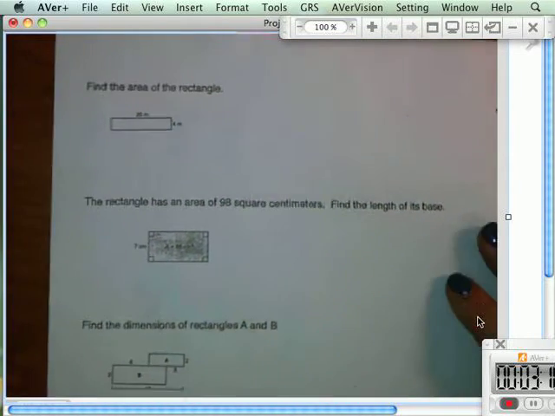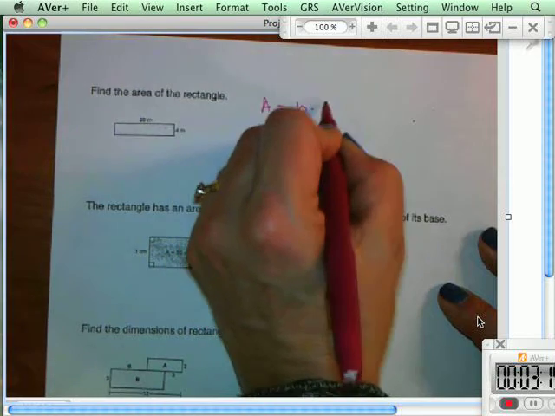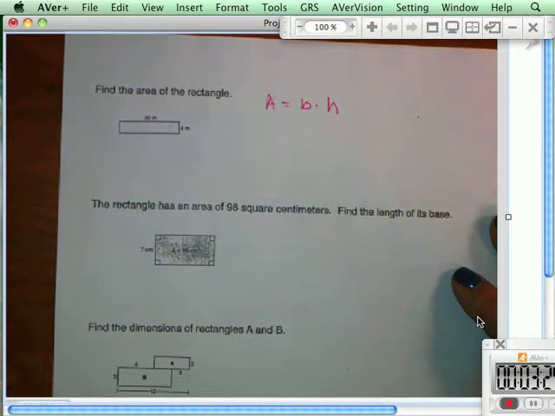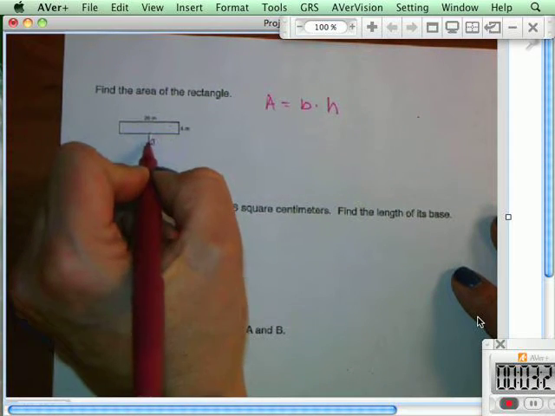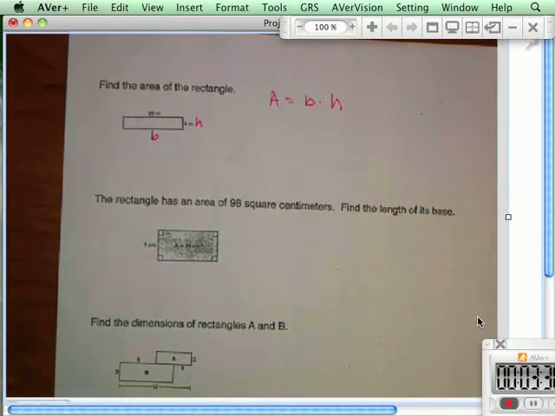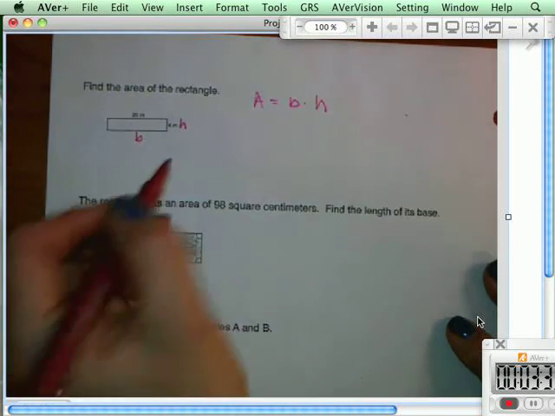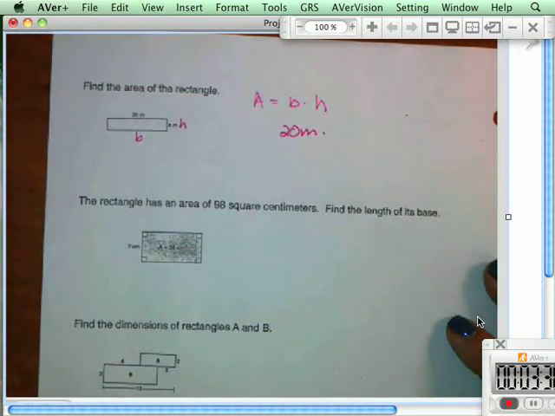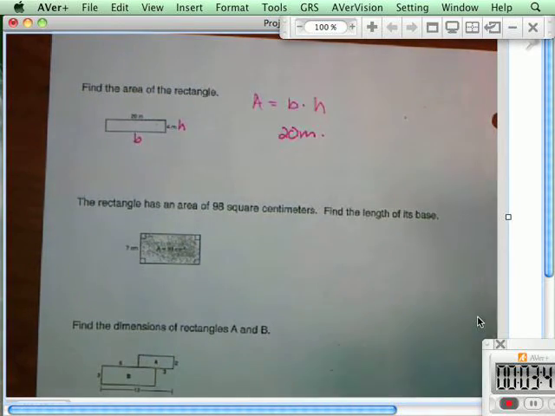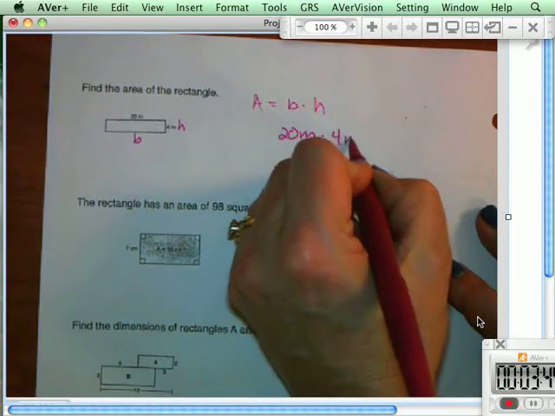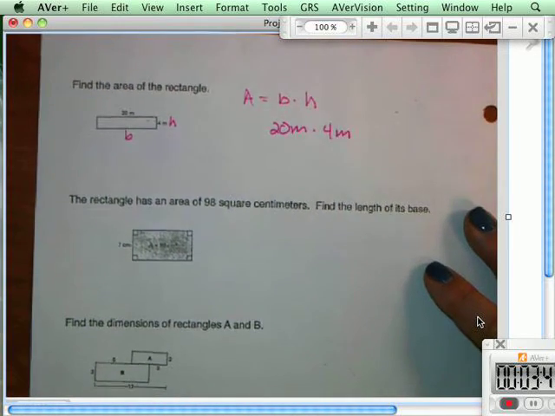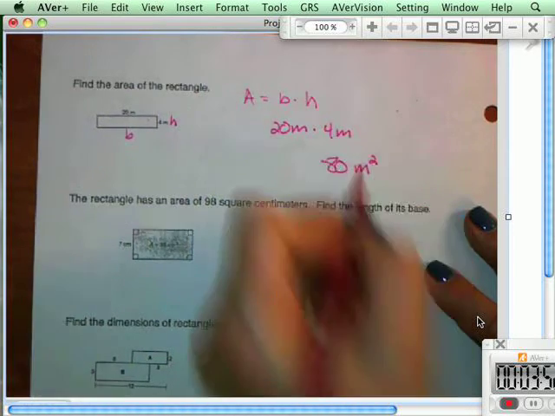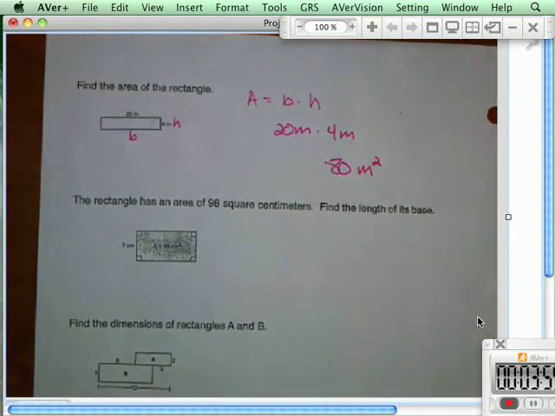Find the area of the rectangle. Its area equals base times height. Usually when I'm working the rectangle, a flat rectangle, I always consider this the base and this the height. But it doesn't really matter too much. Okay? If this is 20 meters, this is 20 meters. We have a lot of it right here. 20 meters times 4 meters. 20 meters times 4 meters is 80 meters, what? Squared. Area is two-dimensional. The units are squared.